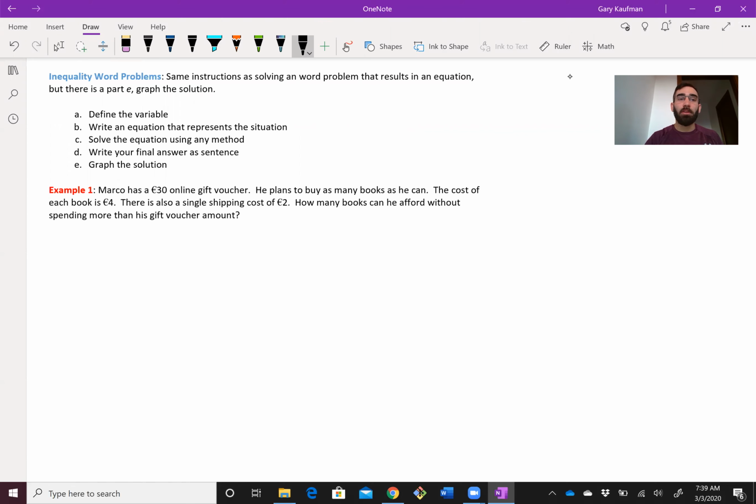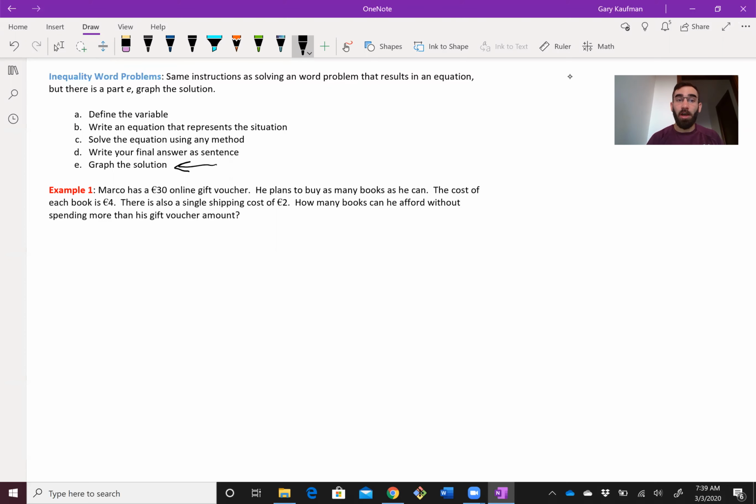So the only difference is part E, where you now have to graph because we're dealing with inequalities. But we can still use the tape diagram to help us, but it doesn't equal. It's going to be less than, greater than, less than or equal, greater than or equal. So let's look at what's going on.